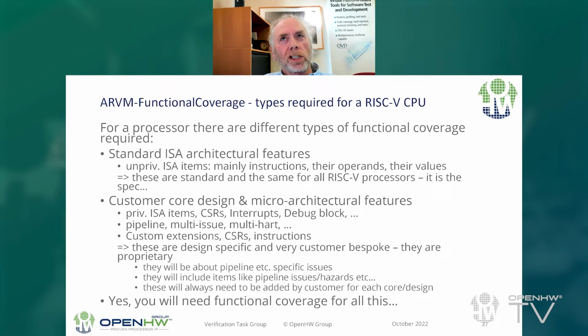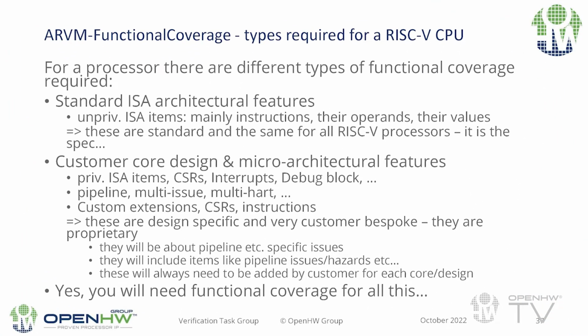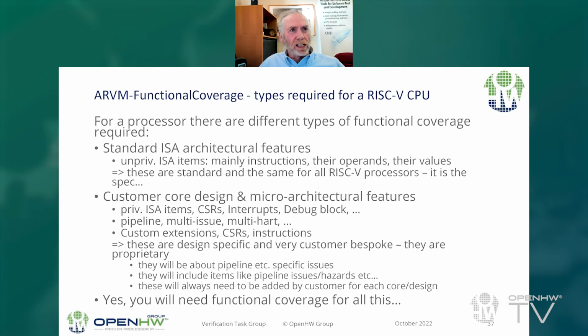For a processor, there are several different types of functional coverage that are required. There's the standard ISA architectural features, and then there are specific core and microarchitectural features. From an ISA architectural point of view, the unprivileged things are the instructions and their operands, and these are standard and should be exactly the same for all RISC-V processors. When it comes to other parts of the instruction architecture, like the privileged items, there's more flexibility. There are choices you can make, whether you have a certain number of interrupts or the debug features and everything. So it gets a little more complex.